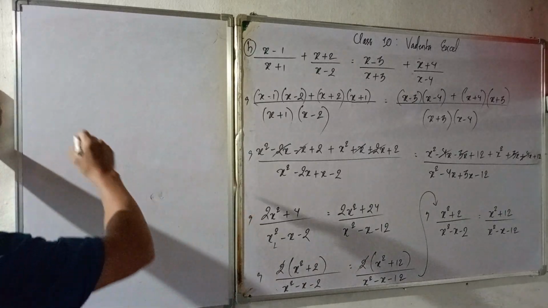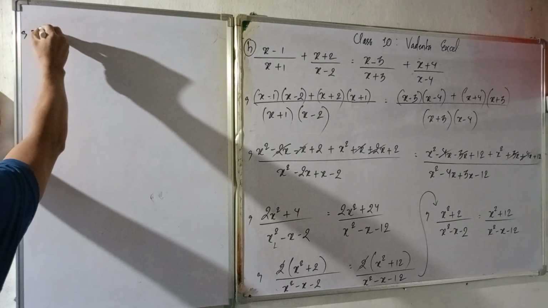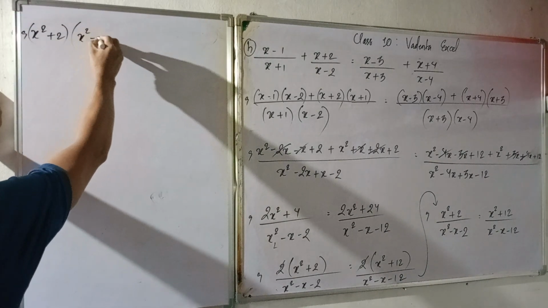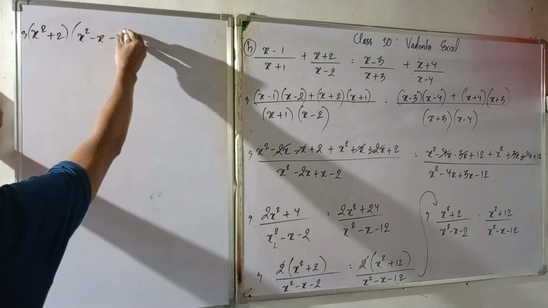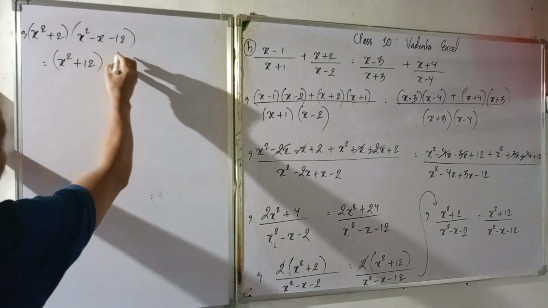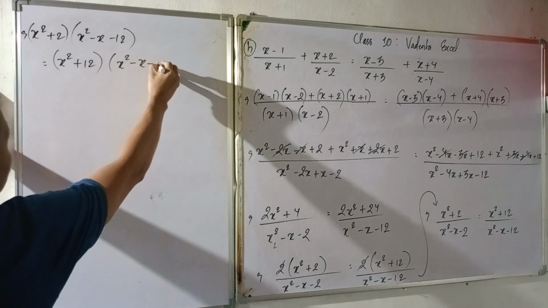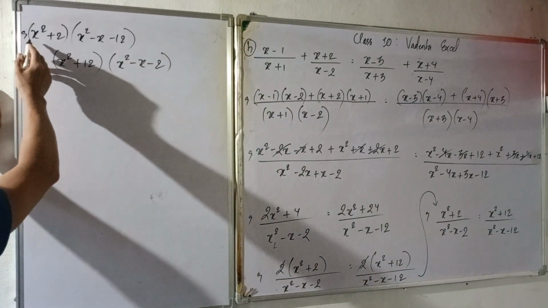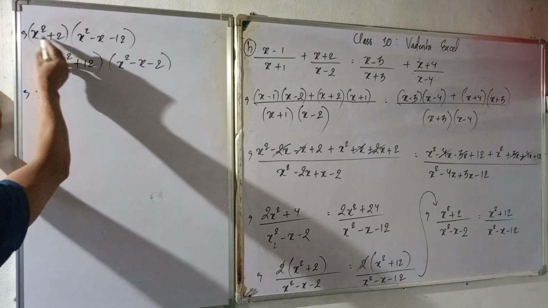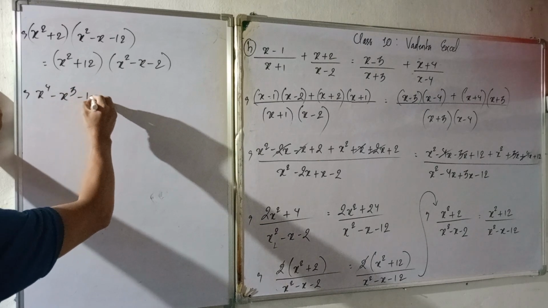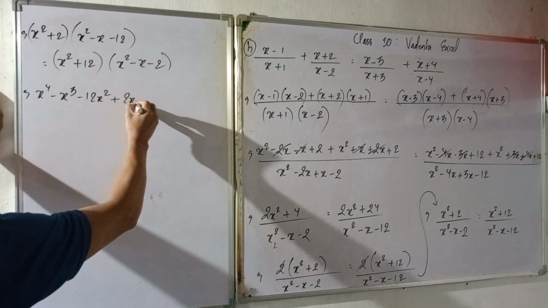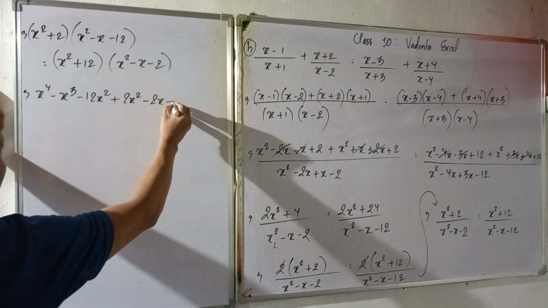Okay, now let's move on. Just do cross multiplication. x squared plus 2 should multiply x squared minus x minus 12, which is equal to x squared plus 12 multiplied by x squared minus x minus 2. Now I'm doing it directly here. x squared into x squared, x power 4, and this becomes x power 3, minus 12x squared, and multiply with 2: plus 2, 2x squared minus 2x minus 24.